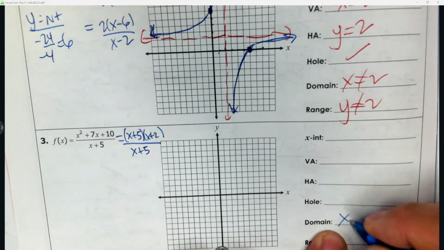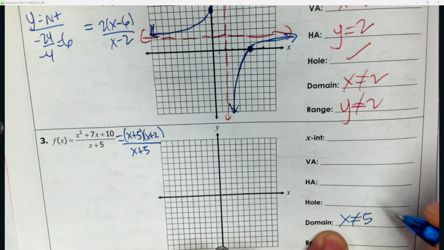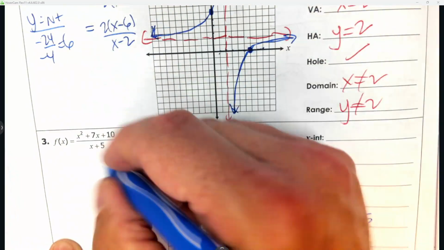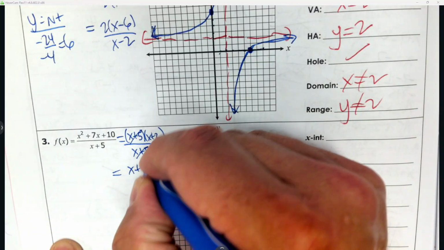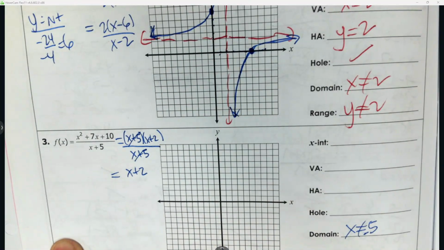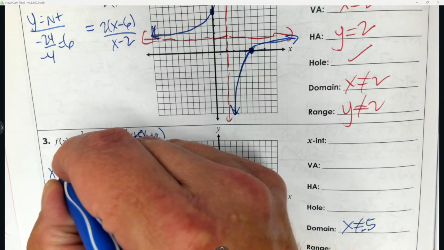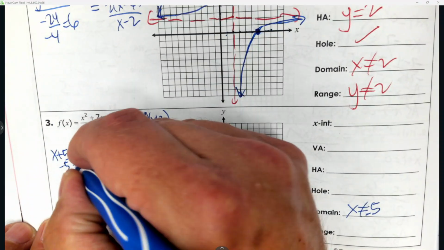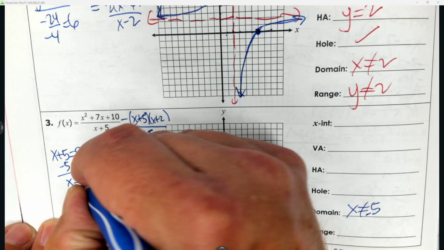So the domain is x cannot equal 5 or negative 5. That comes from the denominator. These cross out, and that leaves me with x plus 2 over 1, or x plus 2. What crossed out? x plus 5. We're going to make it equal to 0 and solve it. So we subtract 5 from both sides, and x is equal to negative 5.